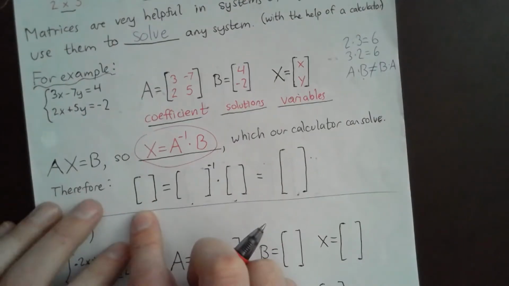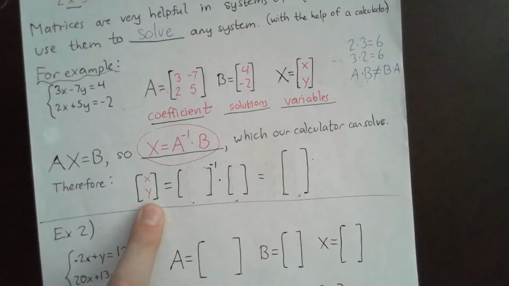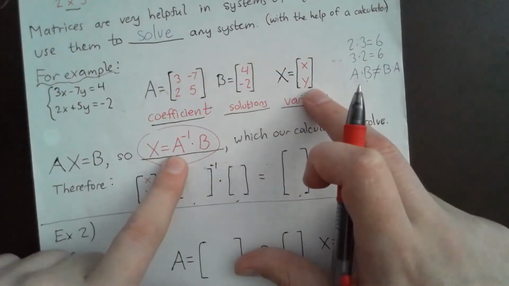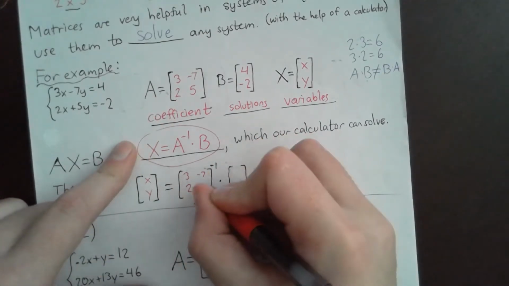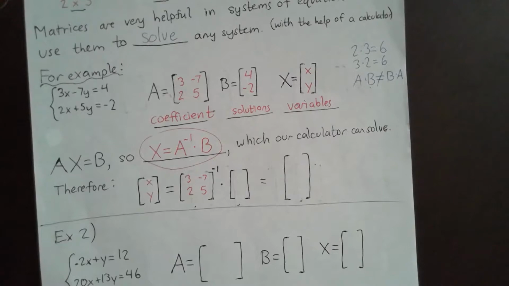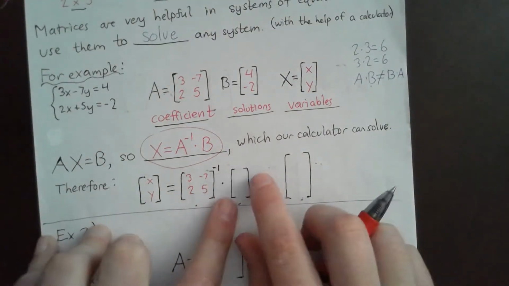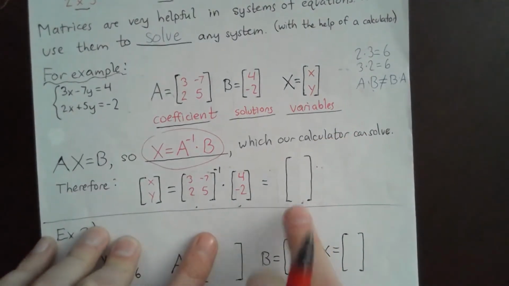So, therefore, remember this is our X matrix, X, Y. And then A inverse, so we're just going to take A, bring it down, 3, -7, 2, 5. That inverse, we're just going to keep that -1 up there, times B, 4, -2. That's actually going to give us our answers.